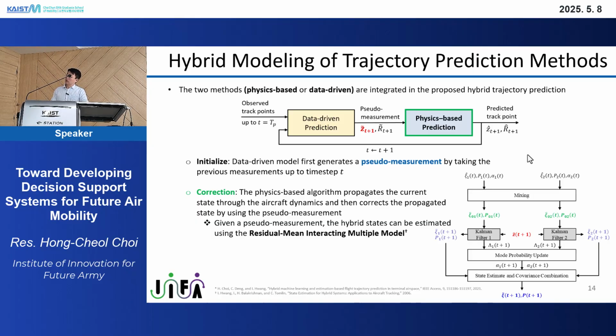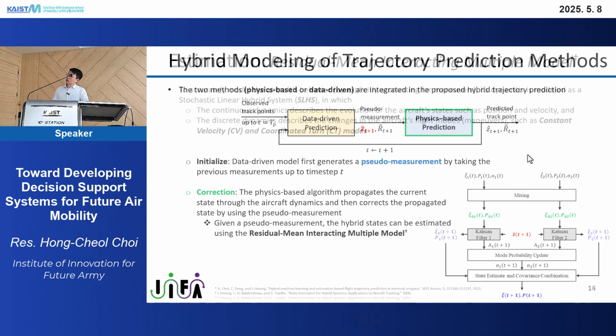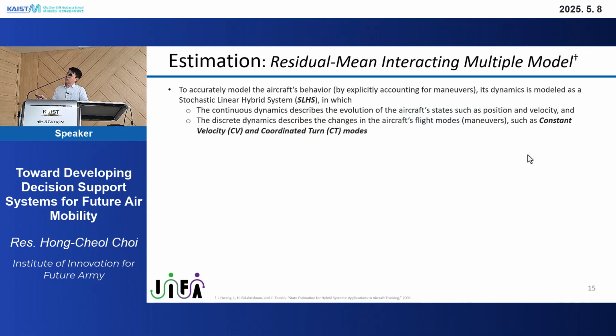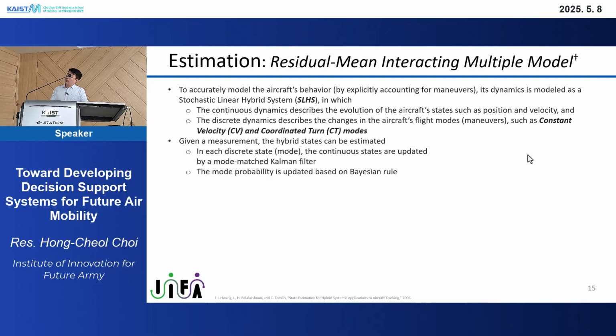aircraft dynamics here. So we chose this residual mean interacting multiple model that can explain some maneuver uncertainty very well using multiple maneuver modes. So here is some details. This hybrid estimation is modeled as a stochastic linear hybrid system, which has the continuous dynamics and at the same time the discrete dynamics. And in this work, we consider only two maneuvers, that is the constant velocity mode and the coordinated turn mode. And if given some measurement, we can estimate the current state accurately.